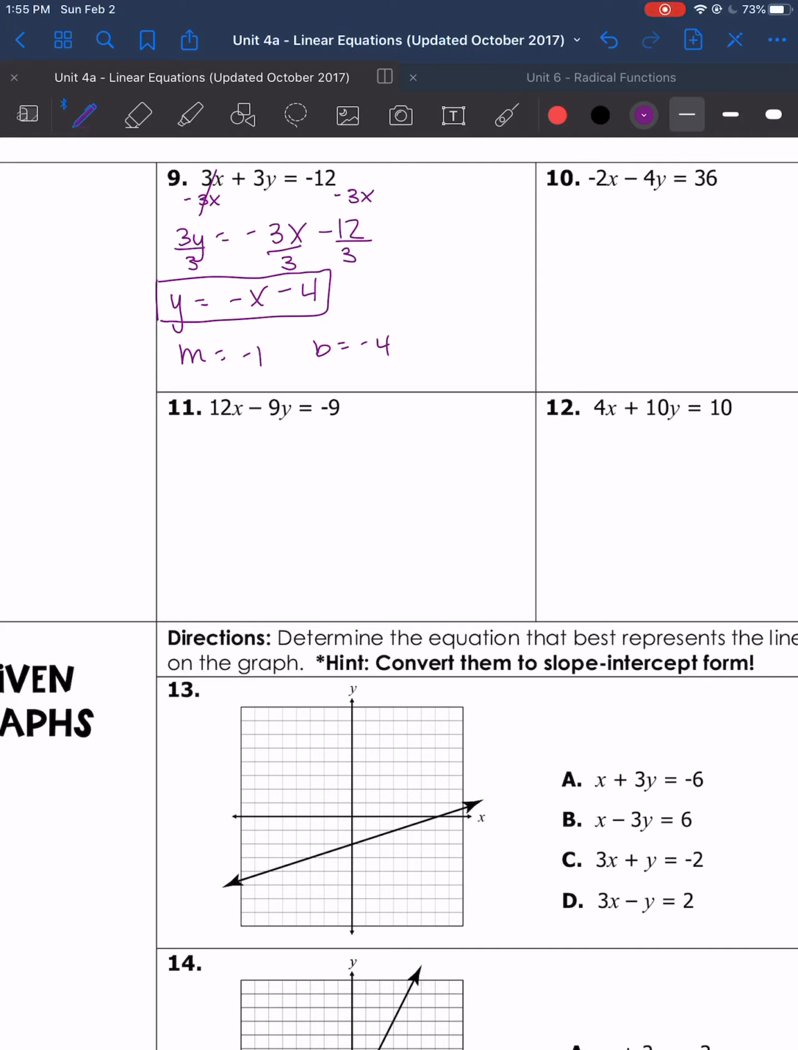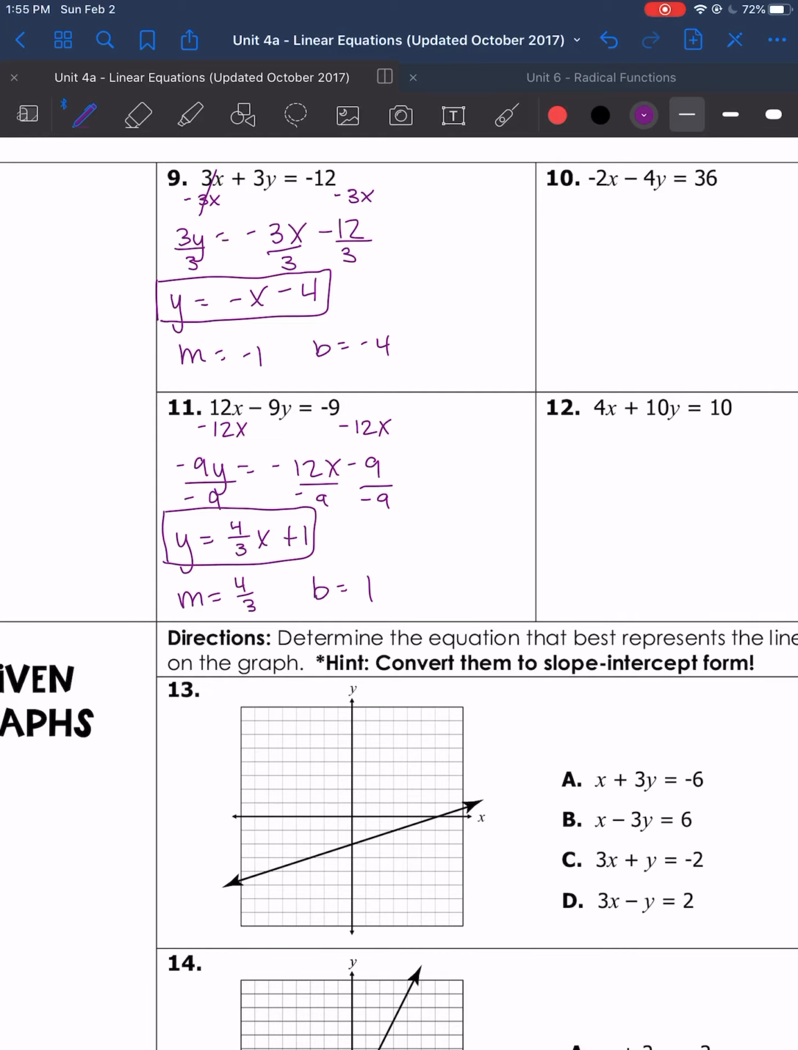Then 11, I'm going to subtract 12x. So I have negative 9y equals negative 12x minus 9. I'm going to divide everything by negative 9. So I have y equals, well, negative divided by a negative is going to be a positive, and 12/9 simplifies to 4/3, x plus 1. So that's my slope-intercept form, and my slope is 4/3, and my y-intercept is 1.